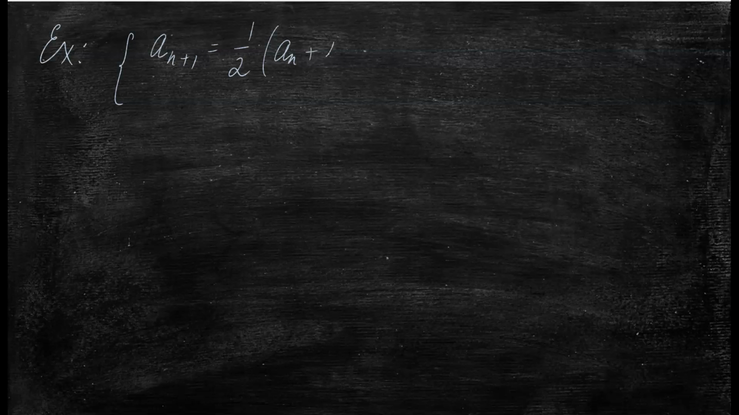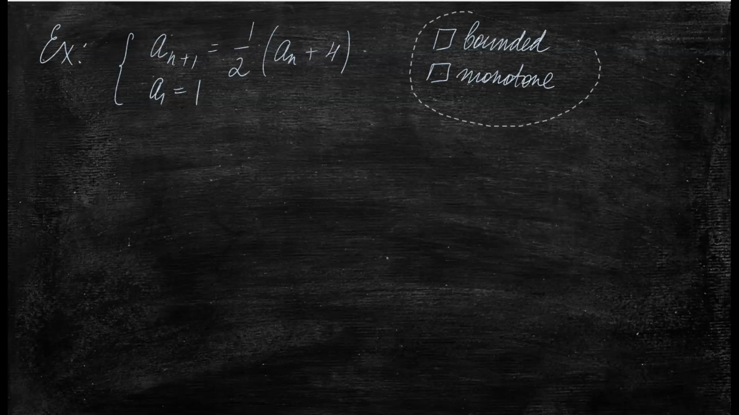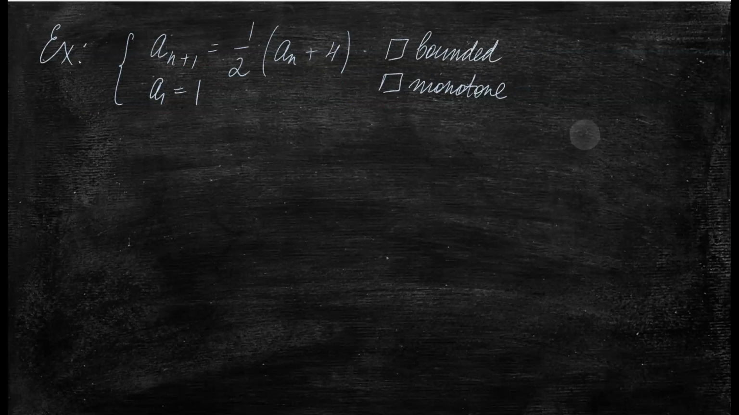So let's consider this sequence, and let's verify that it's bounded, and let's verify that it's monotone. And once we verify this, we'll be able to conclude that it's convergent, and then we'll find what it's convergent to. We're going to have to bounce between those arguments here and there, but first let's convince ourselves that this sequence is increasing.